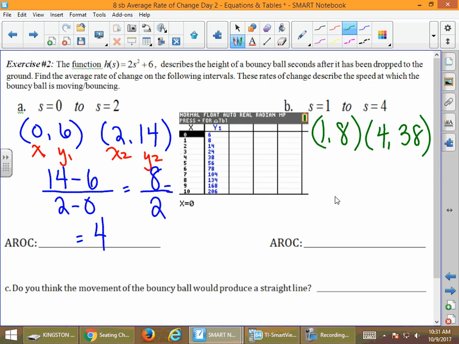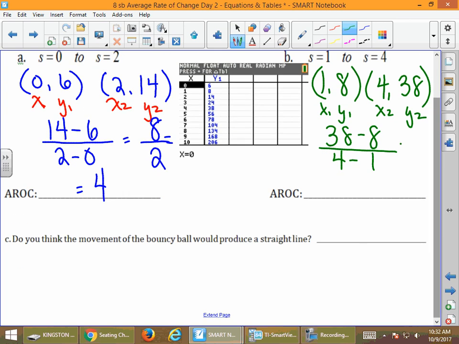and then we can once again fill in the formula. And the thing is, this formula is the same as f of b minus f of a all divided by b minus a. But it's just a little bit different perspective. 38 minus 8 over 4 minus 1. 38 minus 8 is 30, divided by 4 minus 1, which is 3. 30 divided by 3 is 10.